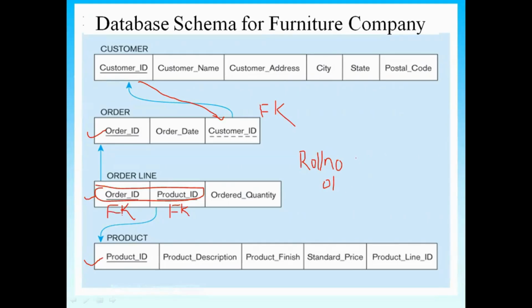Right. Similarly, we can represent B code 201 and so on. So class and roll number combination can be the composite primary key for the student table. This is a similar example for order ID and product ID. Whenever it is a foreign key, that particular value should exist in the parent table. You can note this down.